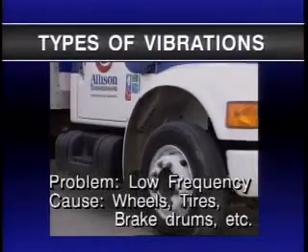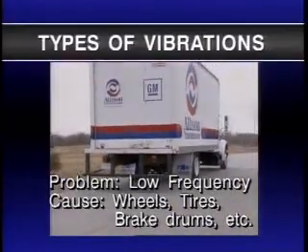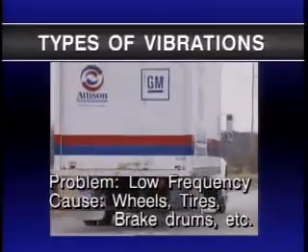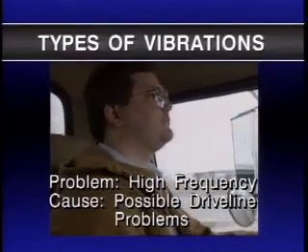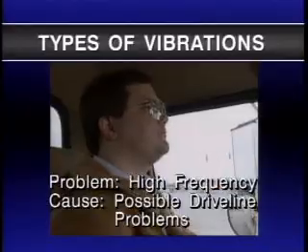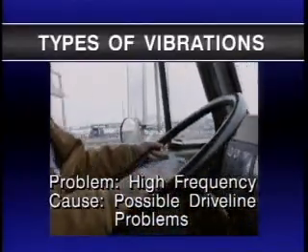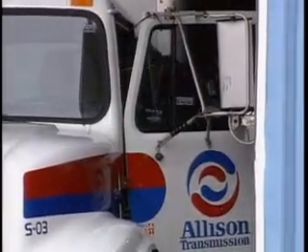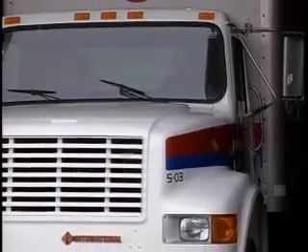There are two types of vibrations the drivers commonly report. A low-frequency vibration, which is usually caused by a component turning at road speed, such as wheels, tires, brake drums, axle shafts, and wheel bearings. A driver may instead report a high-frequency vibration, such as a buzz or hum. This type of vibration may indicate a driveline problem, but not necessarily. So you'll need to perform tests to eliminate other potential causes for vibration.